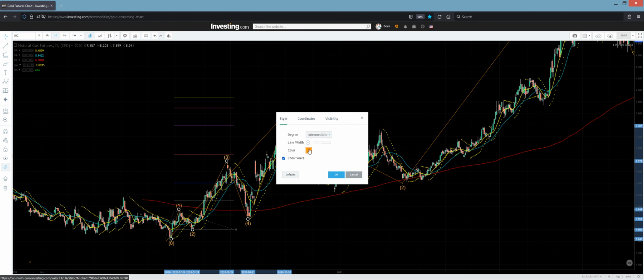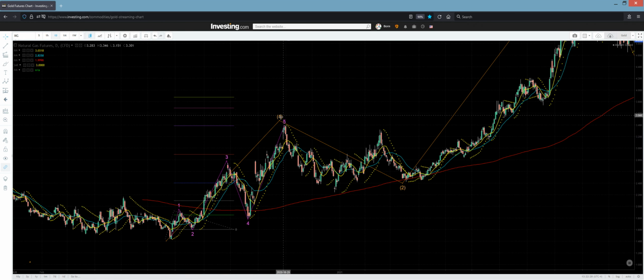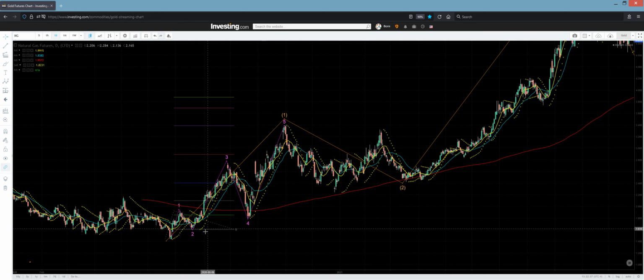Okay, on larger time cycle. Okay, we're going to just call this a nice purple, right? So we'll call that a minor. On the lower degrees it's permitted. On smaller degrees of Elliott wave, it's permitted.